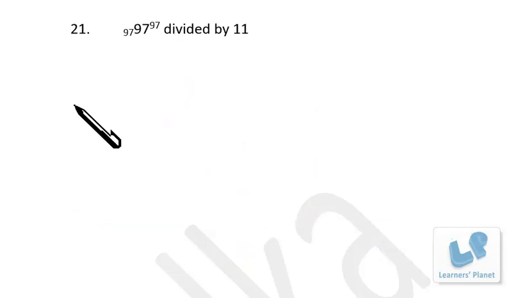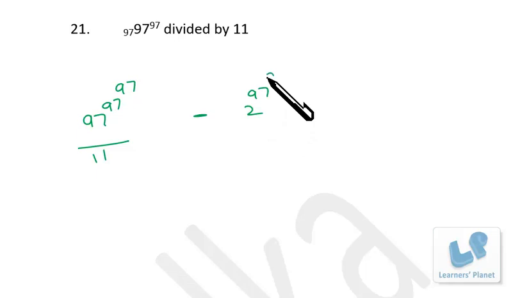Now see this, 97 raised to 97 raised to 97 divided by 11. So the first step, remainder is -2, right? I just put minus aside, and I take 2 raised to 97 raised to 97. Now 2 raised to 5, that we know, that is 32, right? And 32 is closer to 33, just 1 less than 33, and 33 is a multiple of 11.